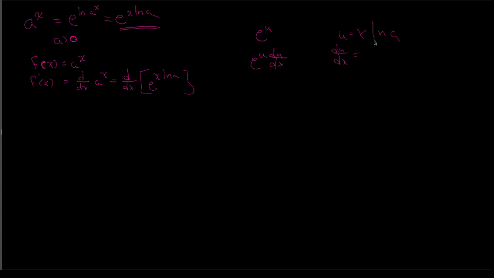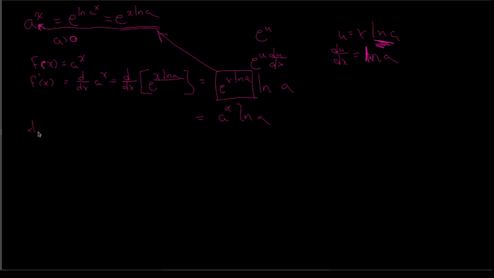And du dx, well, ln a is just a number at this point. So that becomes ln a times x, so ln a. And so this becomes the derivative of itself, so e to the x ln a times du dx, which is ln a. But this is what we started with. And so we get a to the x ln a as our derivative.